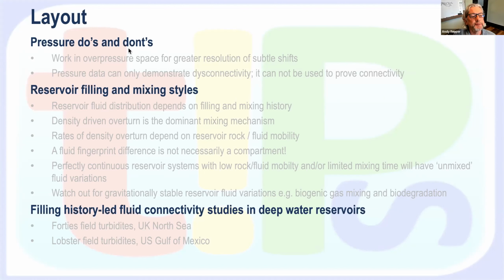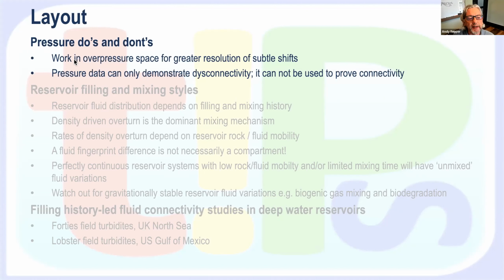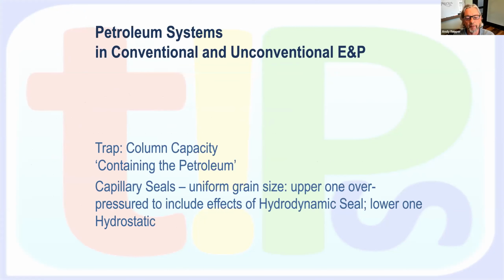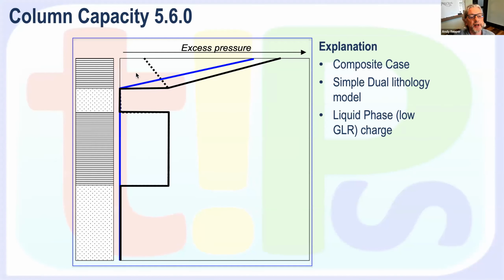Okay, so the first comment then is really that it's really important to work in overpressure space rather than total pressure space. It really expands the scale and it's much easier to see subtle changes and offsets in pressure gradients this way. And then the comment I'll show in this example now is that pressure data can only demonstrate disconnectivity. It can't really be used to prove connectivity. And I'm just going to use one of the scenarios from the training class that we teach. And basically it's an overpressure diagram versus depth.